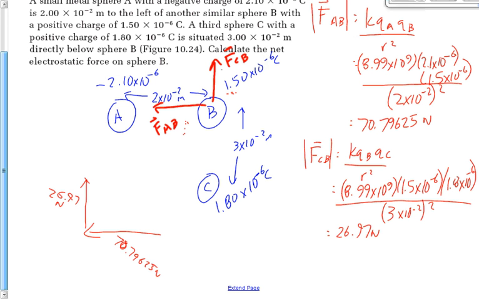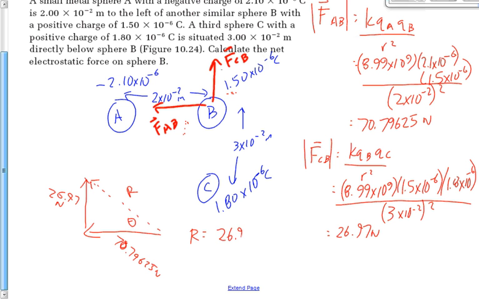In a free body diagram, it doesn't matter where you draw the forces. In a vector diagram, it does. You have to draw them head to tail or front to back in a vector diagram. My resultant vector, which is what I'm really looking for here, is this one right here.